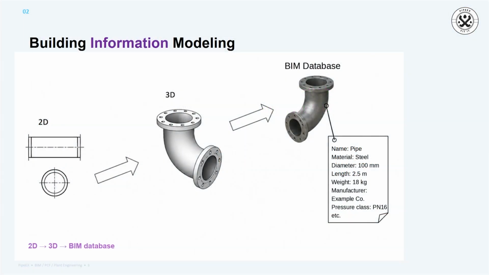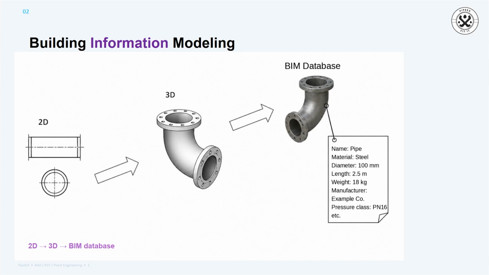BIM stands for Building Information Modeling, but the most important word here is not building, it is information. BIM is not simply a 3D model. A 3D model only shows geometry. It shows what something looks like. A BIM model connects geometry with data. For example, a pipe elbow in a BIM model is not just a 3D object. It can contain information such as material, diameter, pressure class, weight, manufacturer, specification, installation data, cost, and maintenance information.